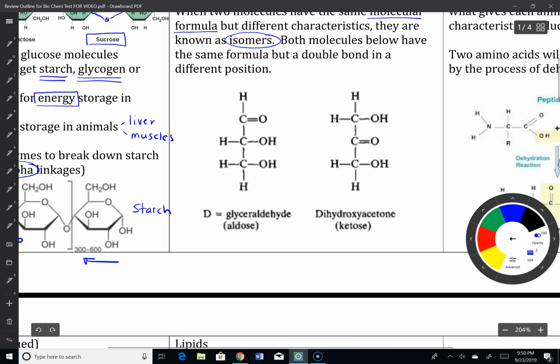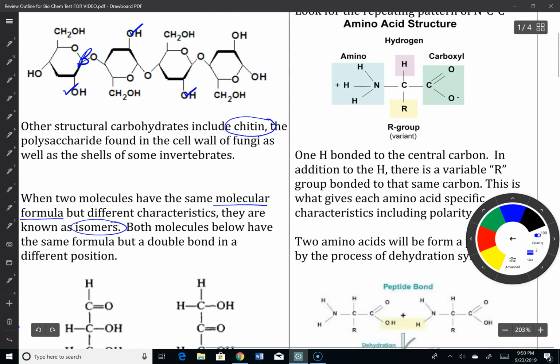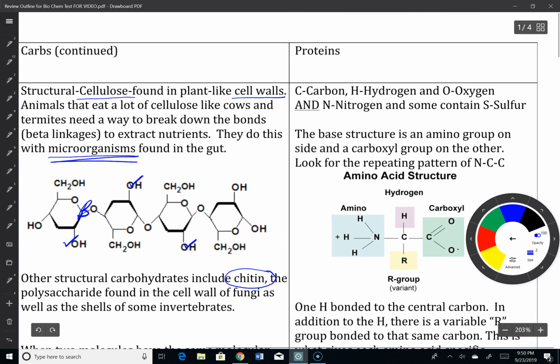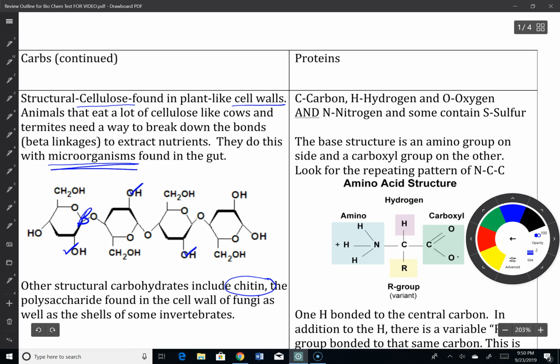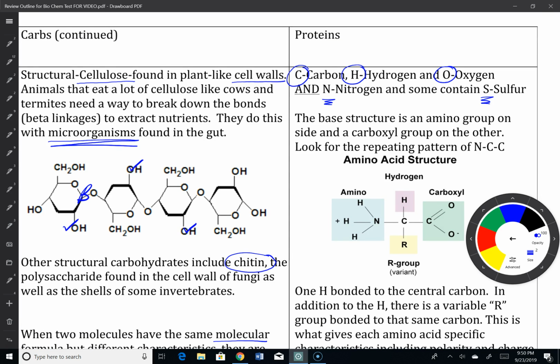Okay, let's see, moving along. Now we're moving our story over to proteins. Proteins are also going to have carbon, hydrogen, and oxygen. But proteins, more than carbs, are going to have nitrogen, and some, as in 2 of the amino acids, could contain sulfur. So in any protein, the monomer is an amino acid.